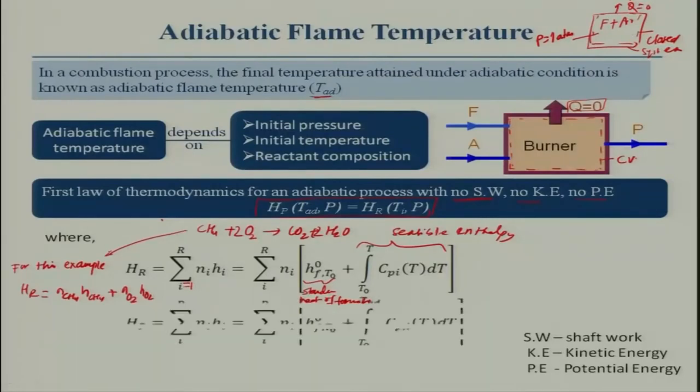similarly, I'll have to look at H product. In this example, what will be HP? N CO2 H CO2 plus N water and H water. In this case, N water will be 2 moles and N carbon dioxide will be 1, isn't it? Yes or no? Are you getting it? I can write this as 1 into H CO2 plus 2 into H water. And each will again have the standard heat of formation, right.